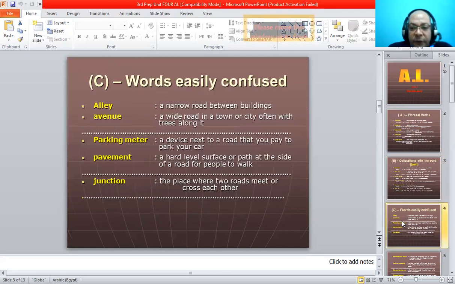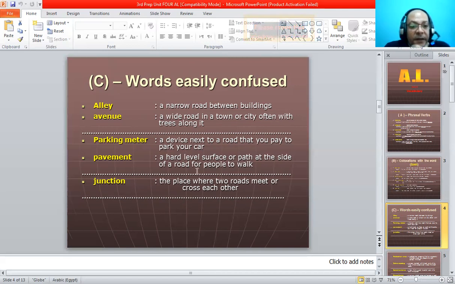نروح للثيرد سلايد words easily confused. عندي alley وعندي avenue. The first one meaning a narrow road between buildings. Narrow road between buildings. اللي احنا بنقول عليه زقاق او شارع جانبي حركة. Avenue اللي هو tree lined one. So it's a wide road in a town or city, often with trees along it.